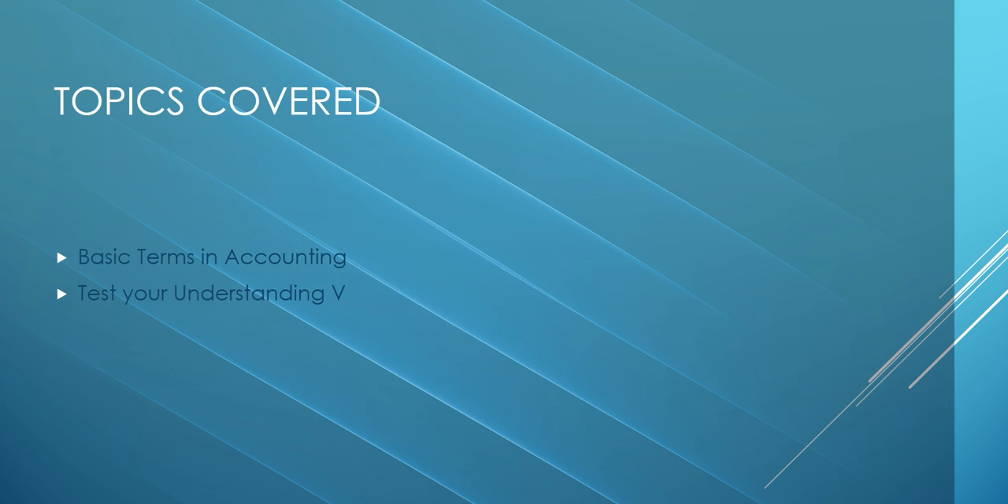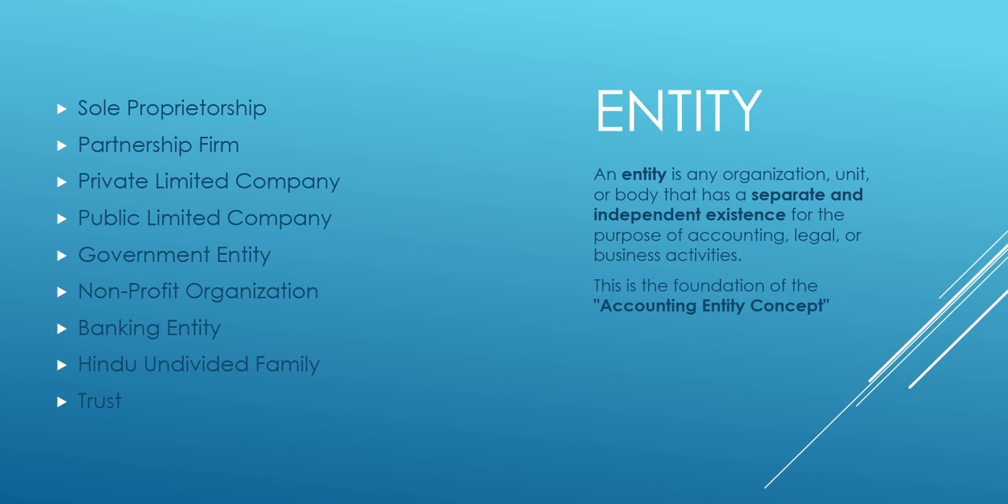So first we'll start with basic terms in accounting. The first term is entity. So what is an entity? So supposing I'm Aishwarya, right? I want to start a business. So just like that I can't sit down and do a business, okay? So I have to see what type of business I want to do. Supposing I want to run a boutique. So I have to name it, okay, and then run the business under that name.